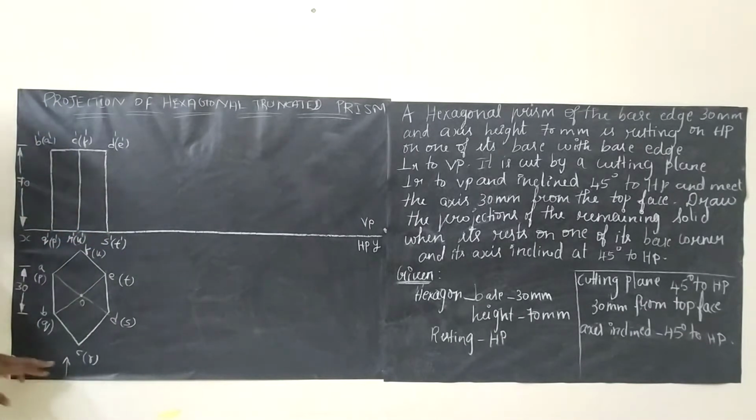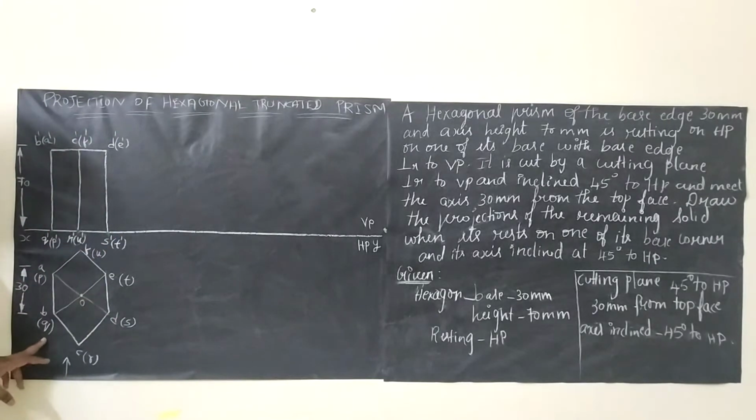So when we see from front, just see here, we can see B but we can't see A. So B dash bracket A dash. We can see C but we can't see F. So C dash bracket F dash. We can see D, we can't see E. So D dash bracket E dash. Same thing here also.